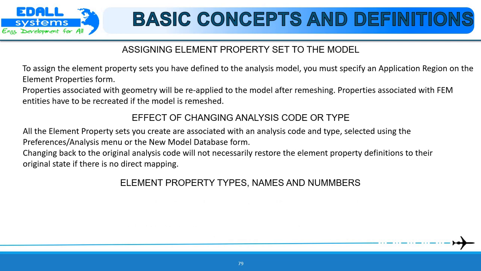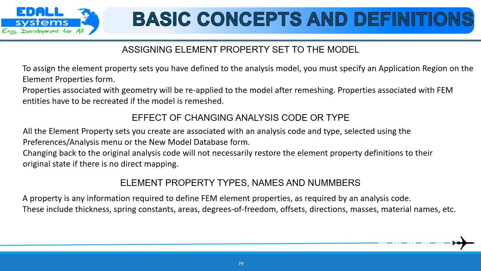Element property types, names, and numbers. A property is any information required to define FEM element properties as required by an analysis code. These include thickness, spring constants, areas, degrees of freedom, offsets, directions, masses, materials, names, etc. Each property is of a specific type. There are 9 different property types like integer, real scalar, list, vector, material name, character strings, node, coordinate frame, and nodal field name. Every property is classified as one of these types.